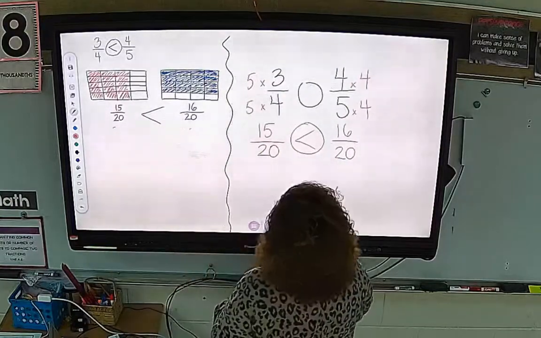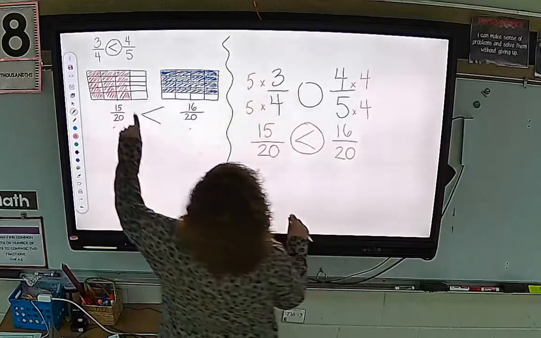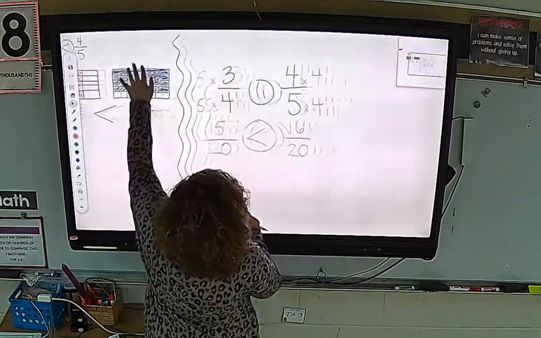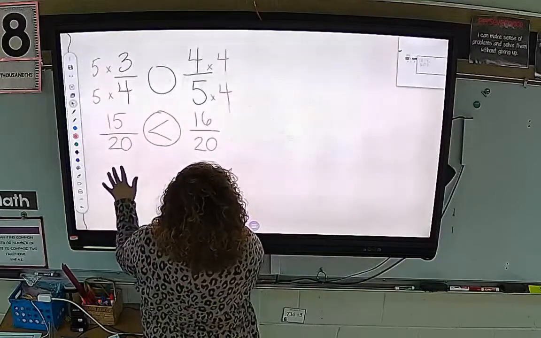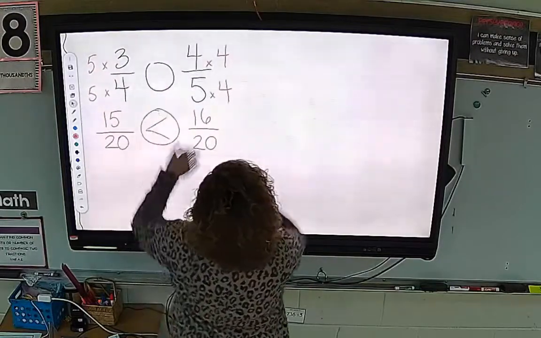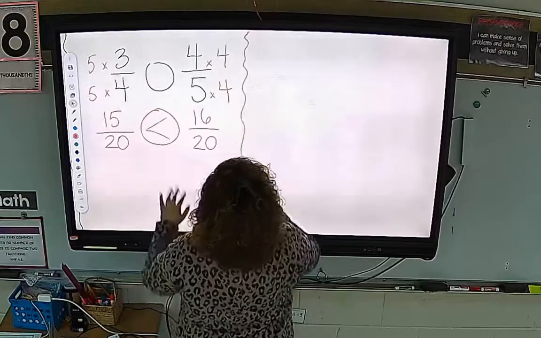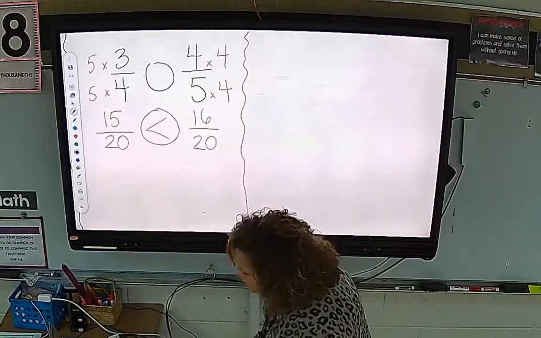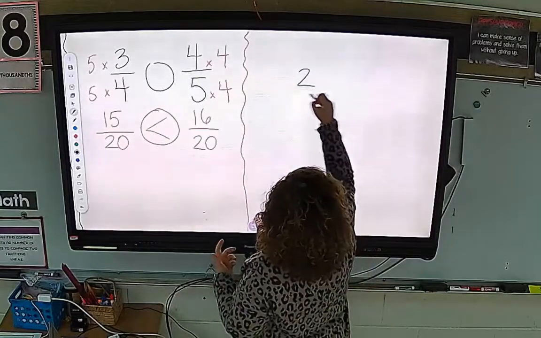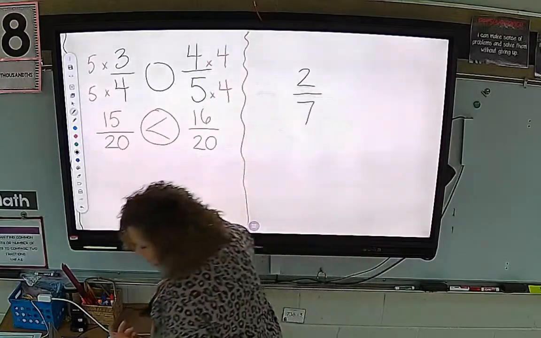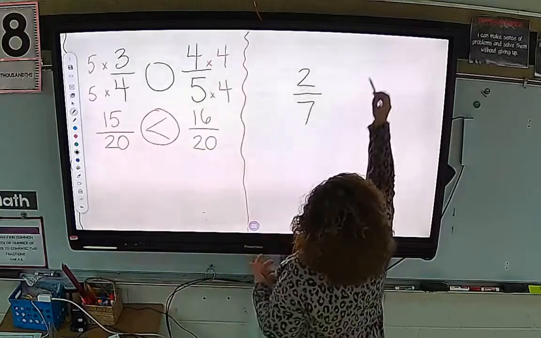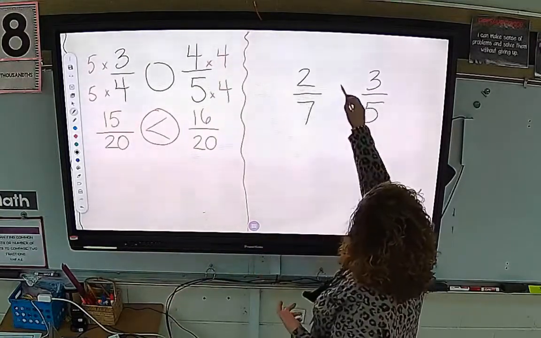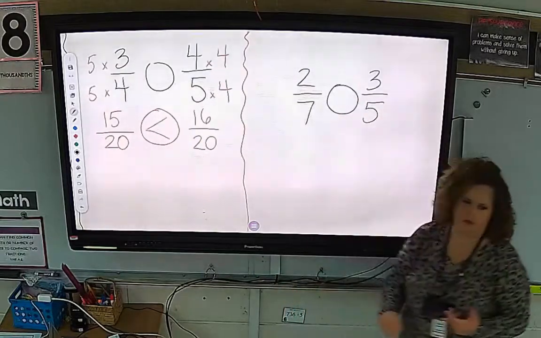All right. So, because we're not practicing this, I wanted you to see it, but I'm going to move it over completely for now. Because I want you to still see this method. So let me separate. This is just something to help us. Okay, but I'm going to do these first few with you. We've got 2/7. So write that down. And we've got 3/5. We're trying to figure out which one is larger or smaller.